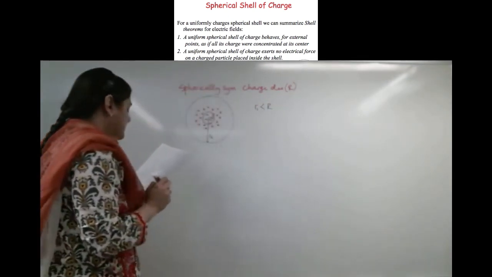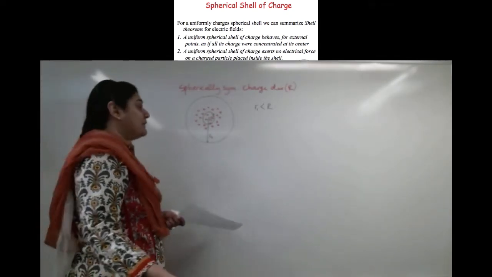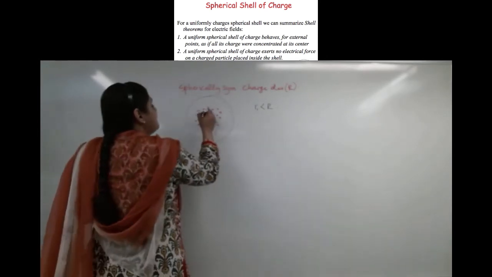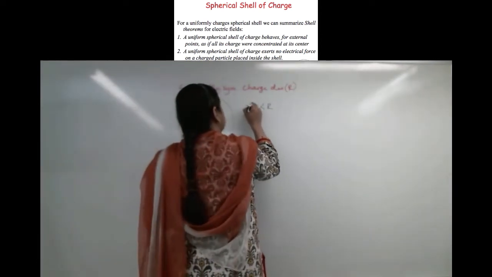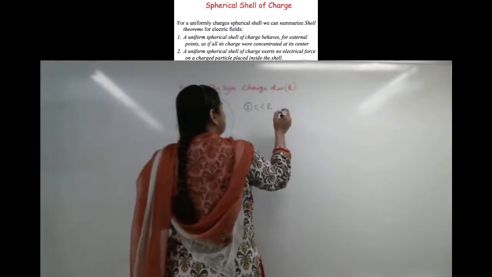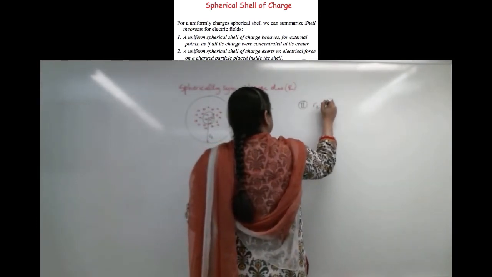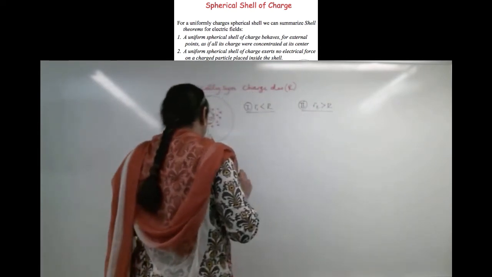What do you think is going to happen? Is E going to be 0? No, E is not going to be 0, and part of the reason is that there is still charge on the inside. So we are going to consider two cases. One is when R1 is less than R, and the second case is when R2 is greater than R.